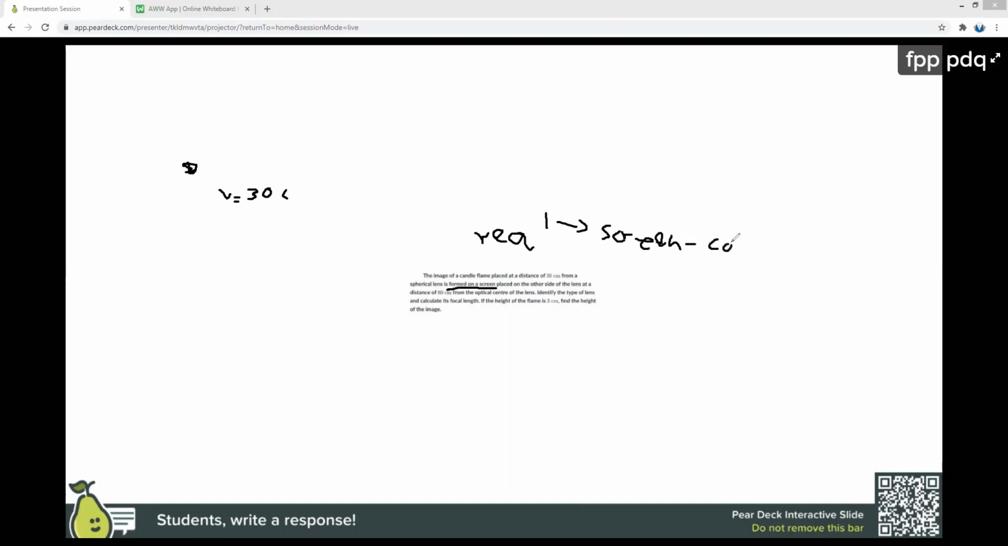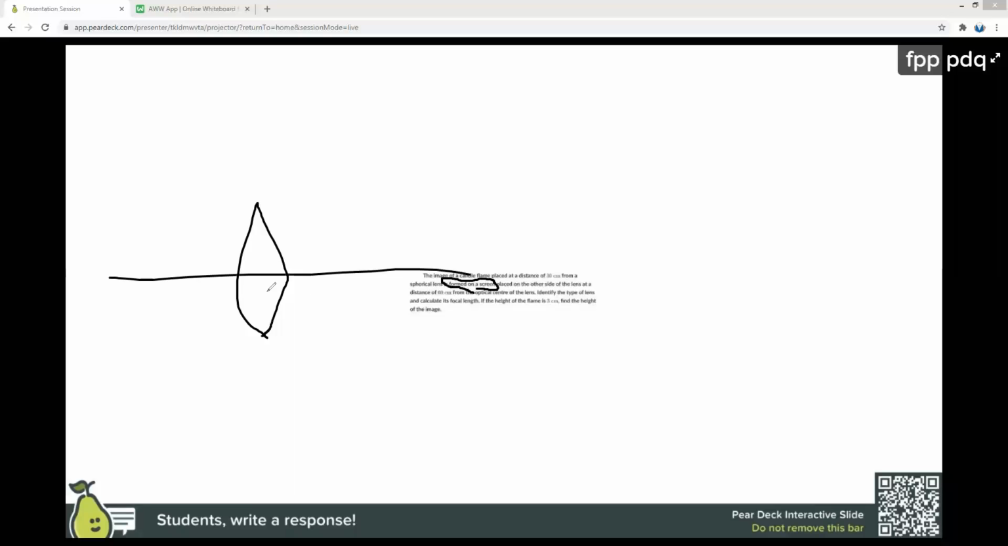The question is too small. I can't see. Okay, I'll just read it out for you. The image of a candle flame placed at a distance of 30 centimeter from a spherical lens is formed on a screen. This small point that you have over here just changes the whole thing for you. Now, if you remember, I told you about sign conventions for lens. For mirrors, it's literally the same thing for lenses, except that the origin is taken as optical center instead of pole. That's the only difference.